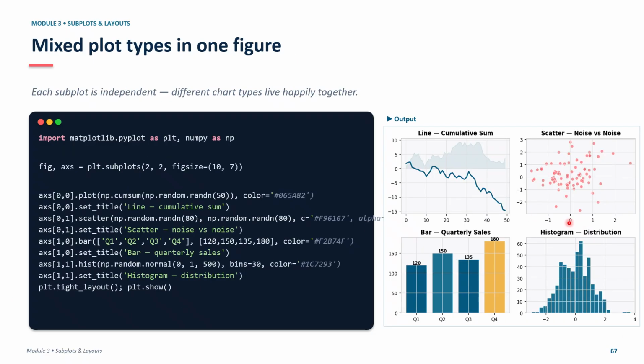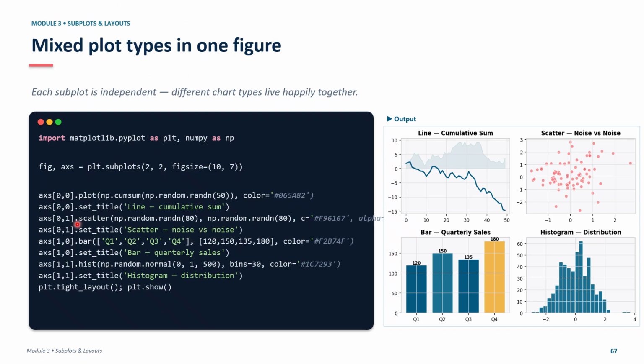So now we have seen that each subplot is independent, right? So the different charts live happily together. This is the power of the axes model. Once you have an ax object, you can call any chart function on it. The 4 panels do not need to know about each other. So let us trace out how to make mixed plot types in a single figure.